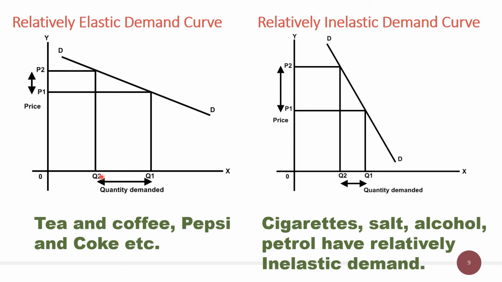Therefore we say that goods that have substitutes like Pepsi and Coke also have relatively elastic demand. Whereas goods that have no substitutes like cigarettes, salt, alcohol, and petrol display relatively inelastic demand. A big change in their price brings about a small change in the quantity demanded.